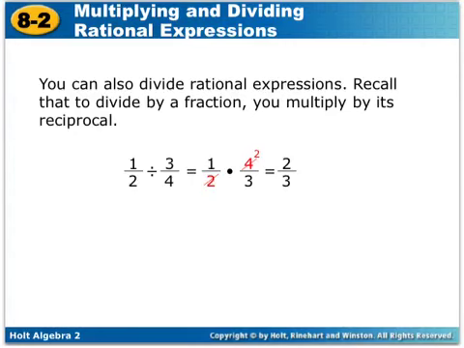Okay, let's work through the end of 8-2. You can also divide rational expressions. Remember, dividing by a fraction, you multiply it by its reciprocal. Okay, here we have division of fractions, 1/2 divided by 3/4.